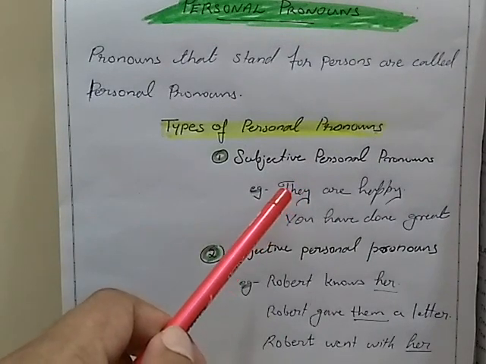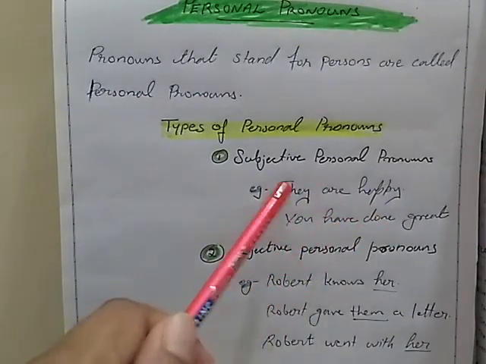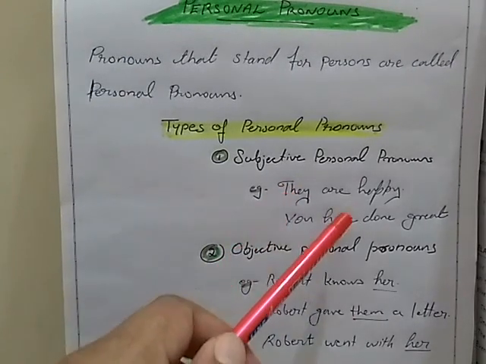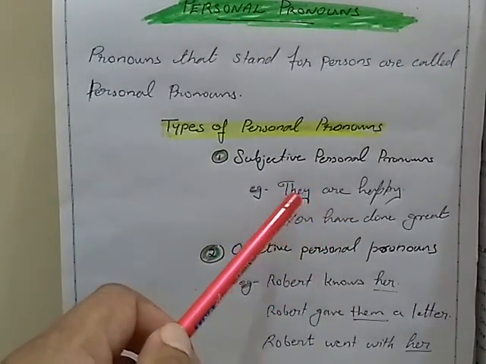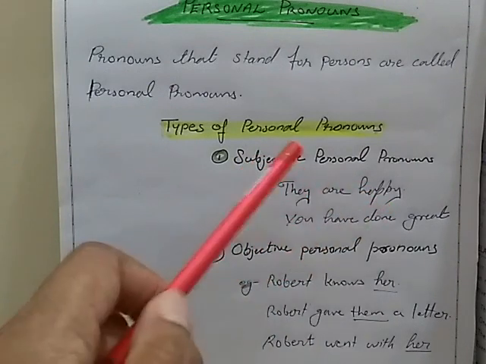They means it is a third person plural form. They are happy. They is used as a subject. This particular pronoun in this sentence is used as a subject. So we call it a subjective personal pronoun.